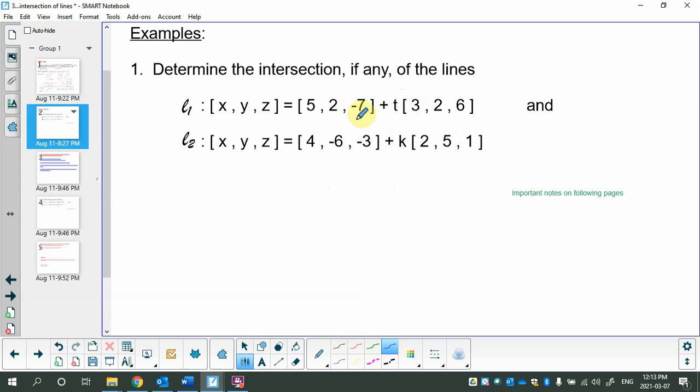So here are your lines. It's 3-space. And our job is to determine the intersection, if there's any, of these 2 lines. So hopefully you remember something from grade 10, and that is that these lines are either going to cross or they're not going to cross. And they cannot cross in multiple different ways, but they can cross only by colliding with each other in a point. So here are the steps. Pause if you must.